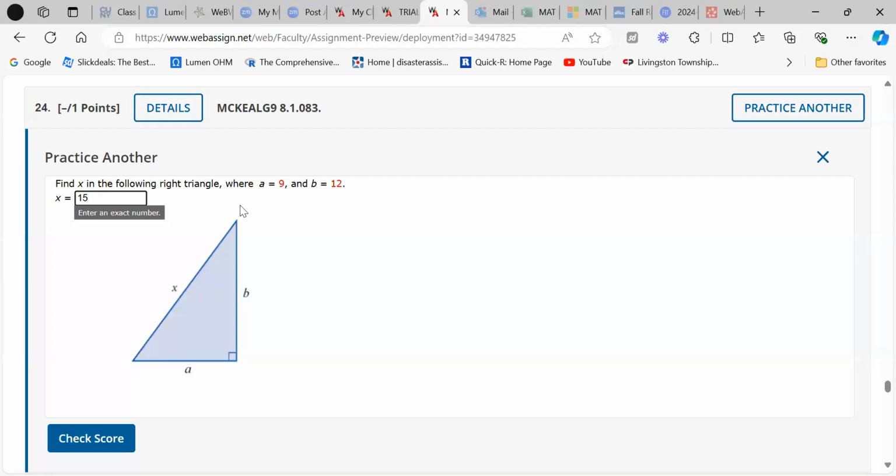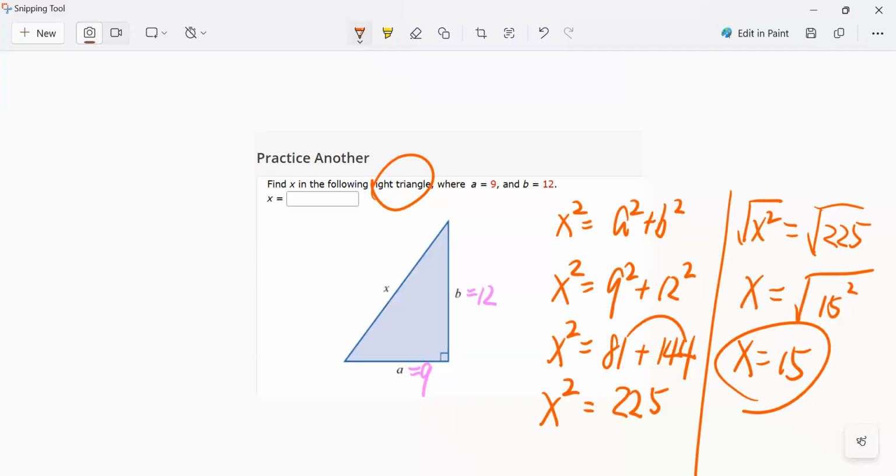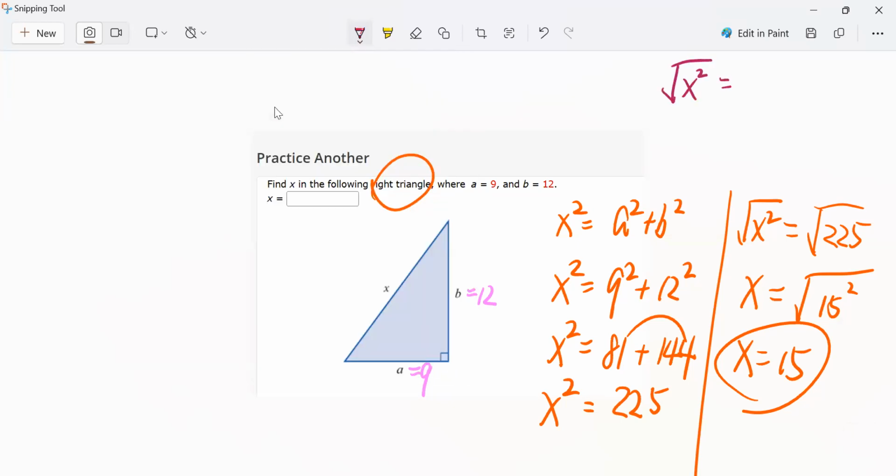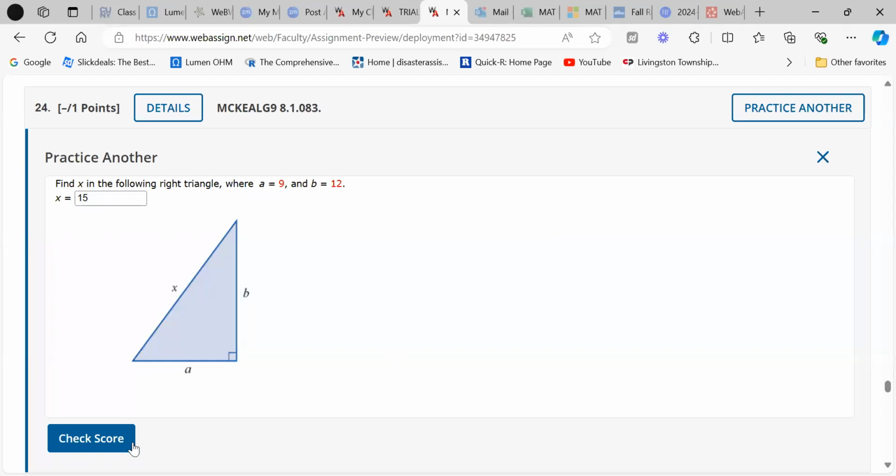How do we get 15 from the square and the square root? The square root and the square offset each other, right? Remember we talked about this: the square root of x squared becomes x, so the square root of 15 squared becomes 15, because the root and the exponent cancel each other. So the answer is 15. Going back here, we just put in 15. Check it. It's correct, right?